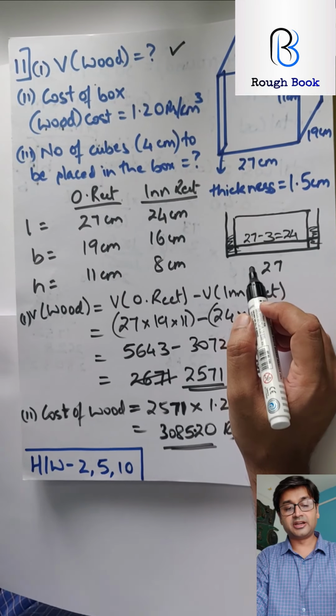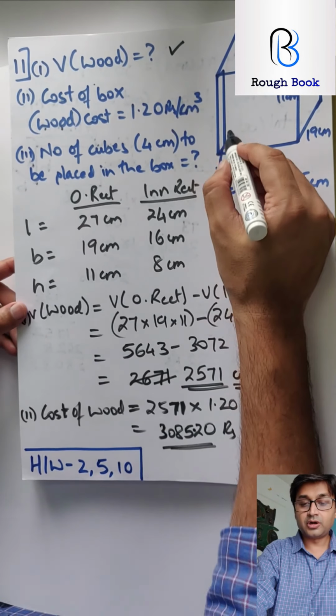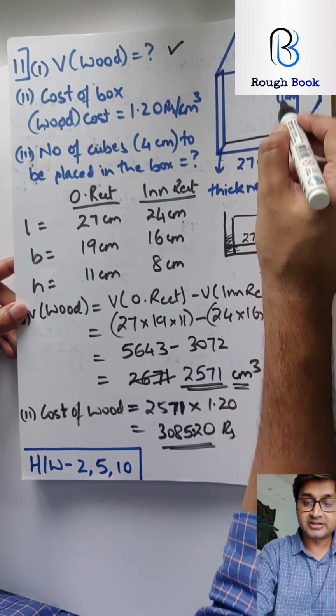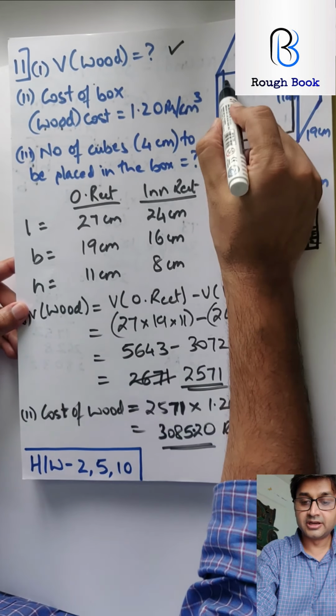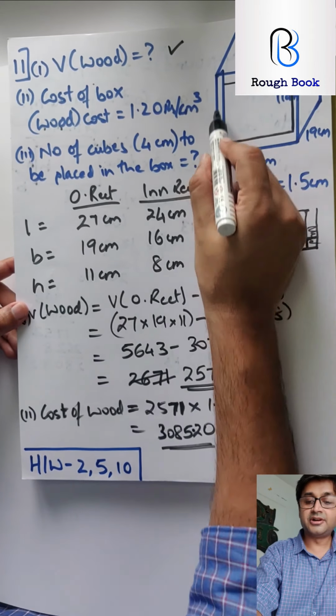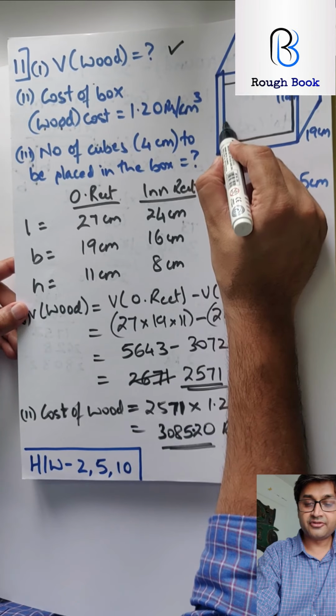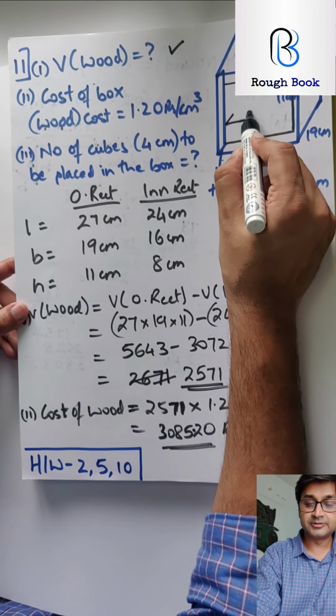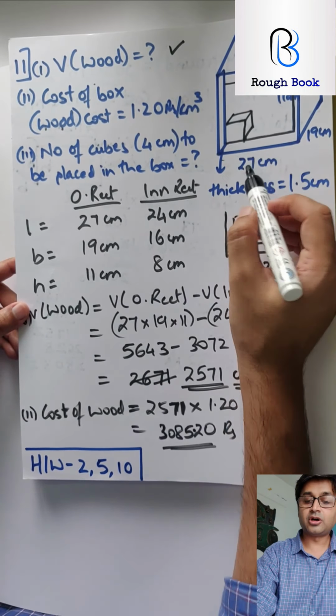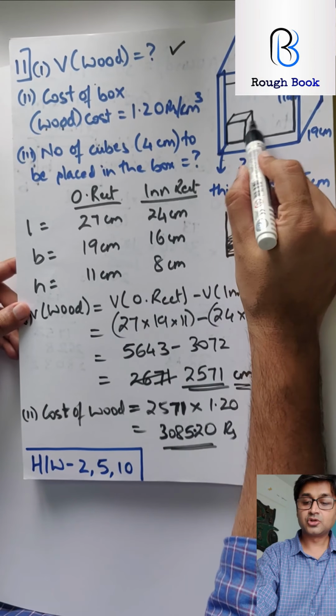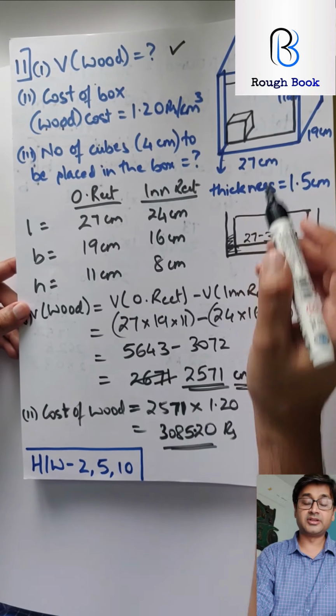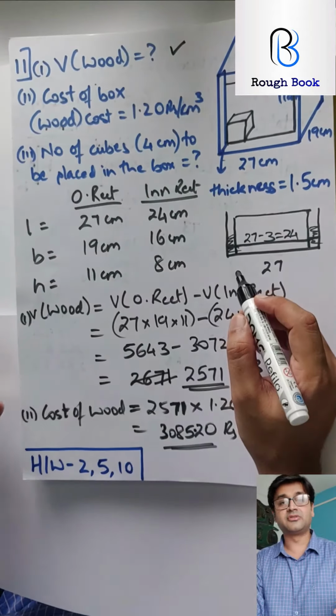Now for the last part. Number of cubes of 4 centimeter to be placed inside. So what they're doing is, let's say this is the inner space available after the thickness. Inside that they are fixing smaller boxes. Each box is 4 centimeter. So one more, second, third, fourth, likewise. So the question is, how many boxes will fit in?